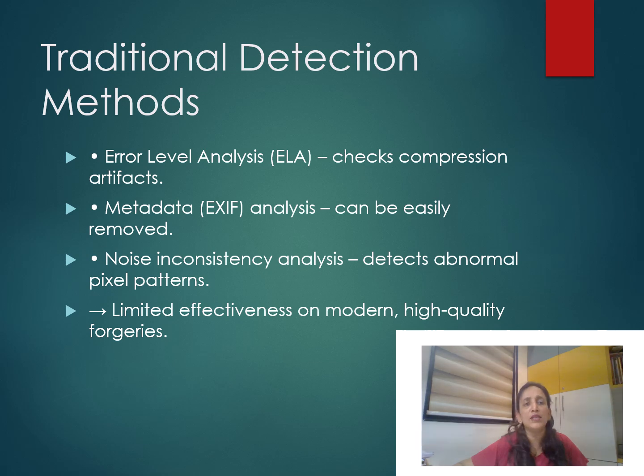Then the third one is noise inconsistency. It detects small differences in the noise patterns of the images. So these are all traditional detection methods. While these methods work for simple cases, they fail when the forgery is done professionally or when the image is resaved multiple times. That is why deep learning methods were introduced, so they can learn much deeper and hidden clues.